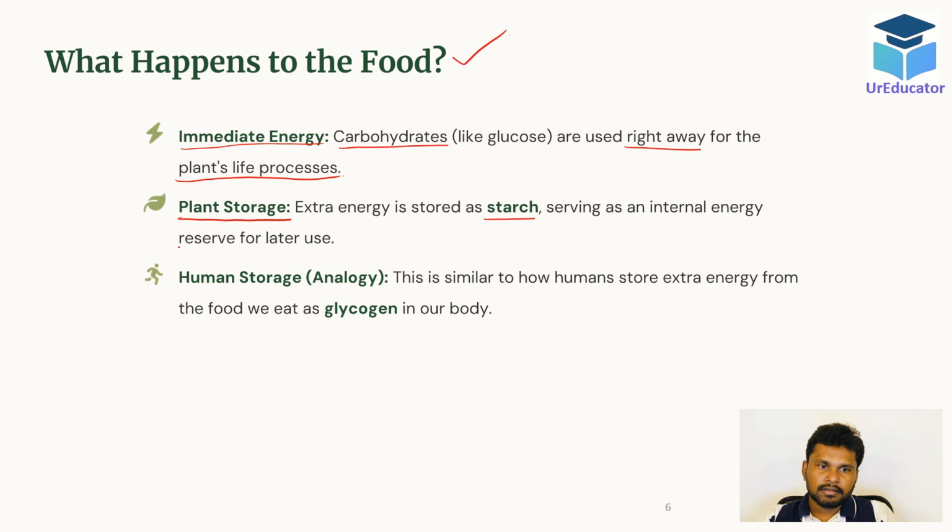Okay, next. They use it as a reserve food and they will use it later. And when we compare this storage with human beings, just like we store the energy in the form of glycogen, they are also storing the food in the form of fruits and vegetables and also in the other body parts for its reserve energy.